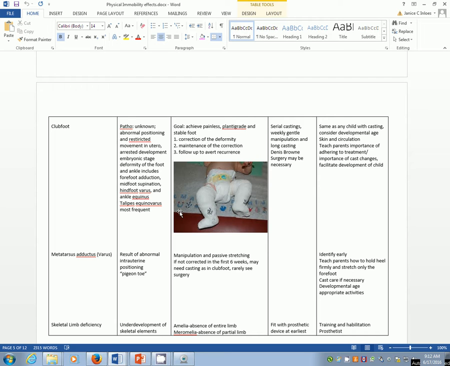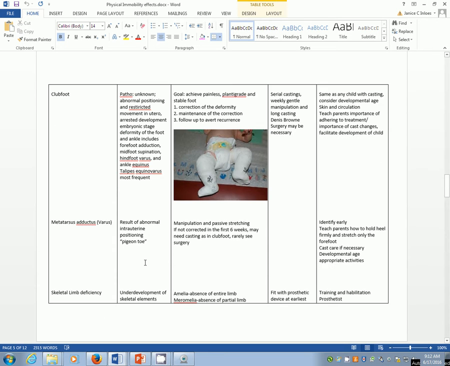We identified early, of course, as good nurses that we are. Teach the parents how to massage and manipulate the foot by holding the heel firmly and stretching only the forefoot, not the midfoot, but the forefoot. Cast care if necessary, again, the developmental age and appropriate activities.